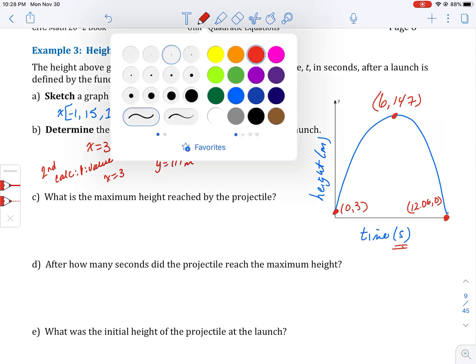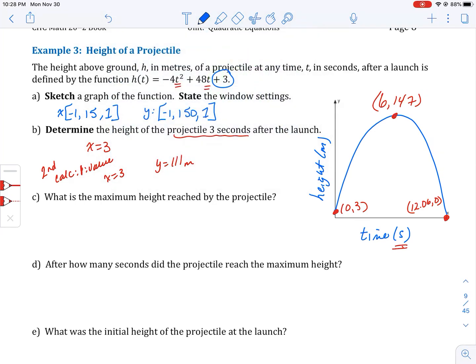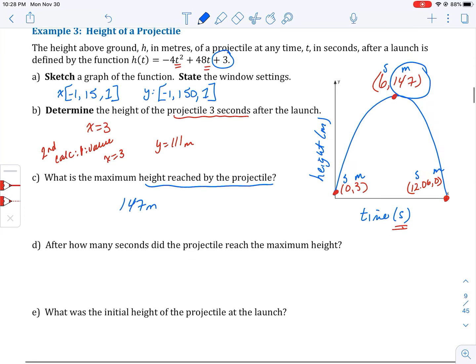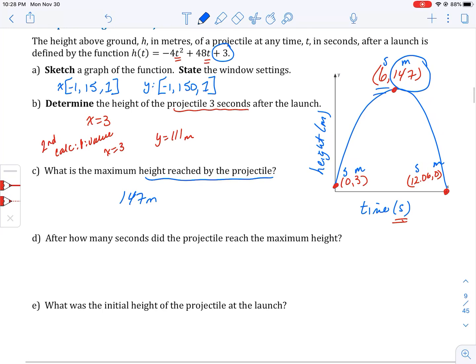Because keep in mind, as you all know, that every single point on this graph has the interpretation of the x value being time. So in this case, this is 0 seconds and 3 meters. This is 6 seconds and 147 meters, and 12.06 seconds and 0 meters. So the question was the maximum height reached by the projectile. We can easily see that that's 147 meters. After how many seconds did the projectile reach the maximum height? After 6 seconds.